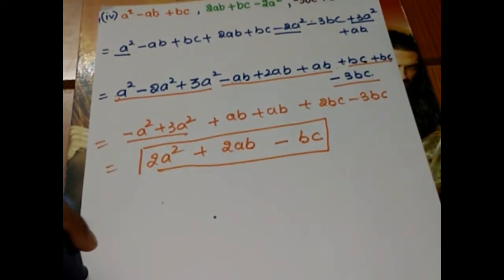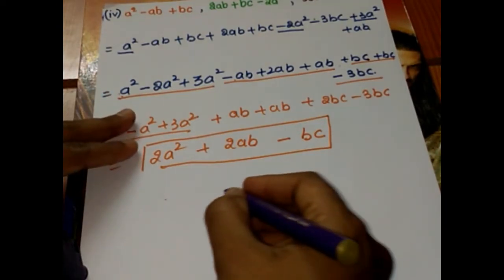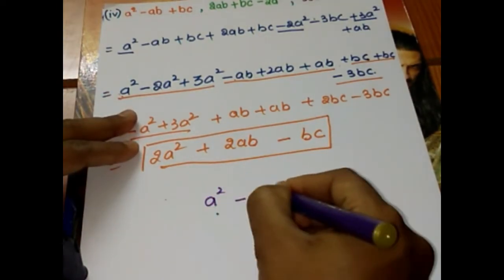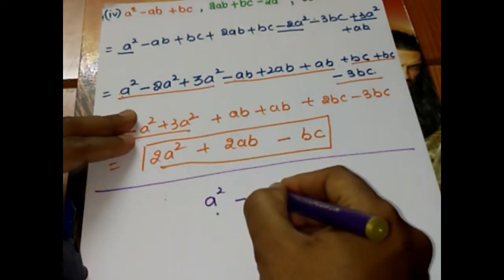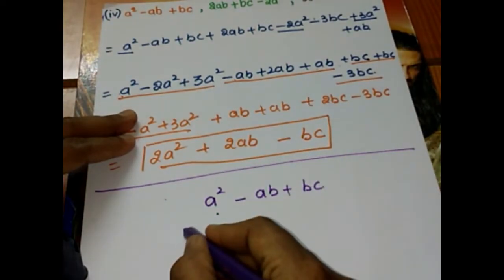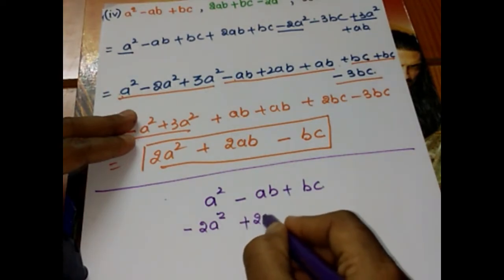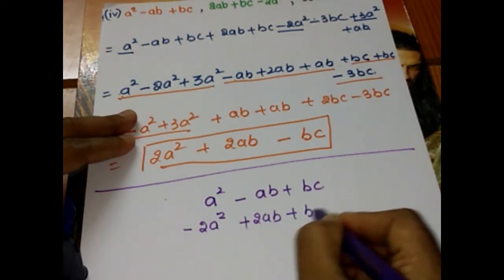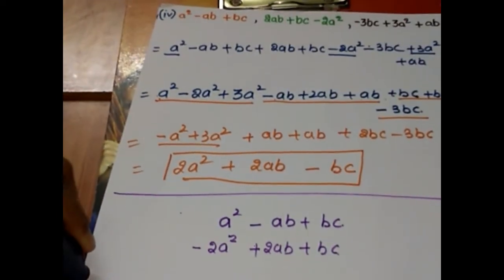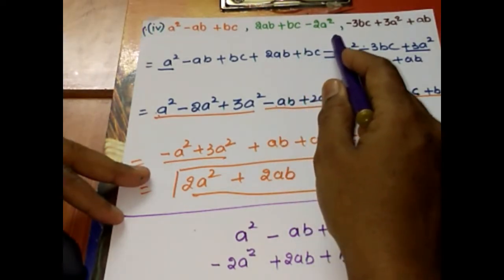Now children, while writing it in column method, we have to notice the coefficients very carefully. Why? Because it's not in the specific order. So let's write it in the order first. A square minus AB plus BC. Second term, I should write first a square, then plus 2AB, then BC. So our question was 2AB plus BC minus 2A square.